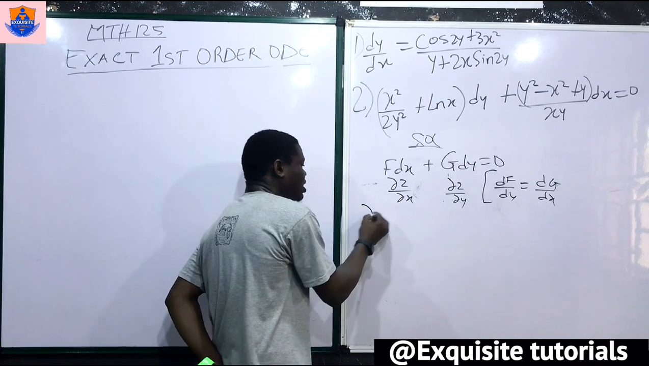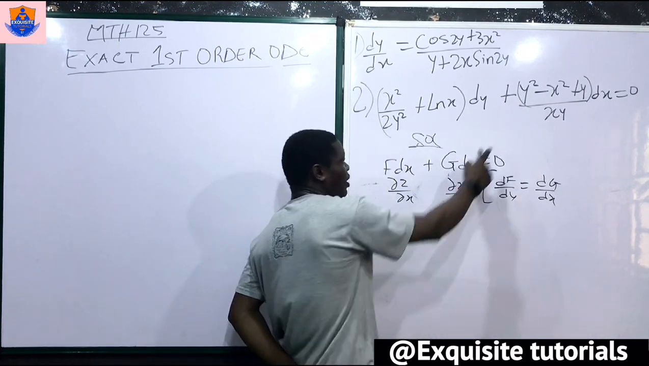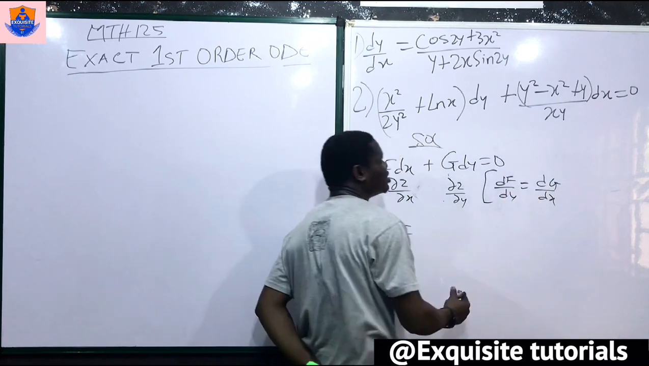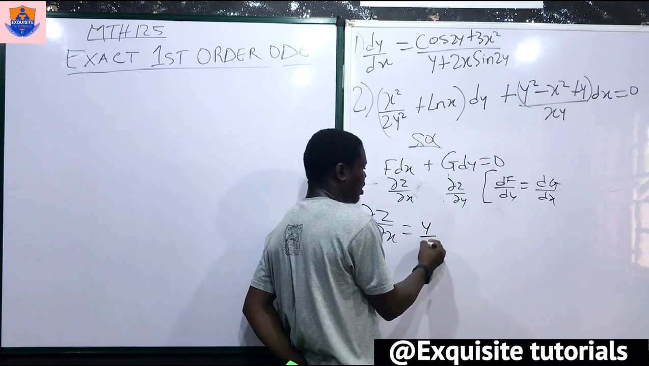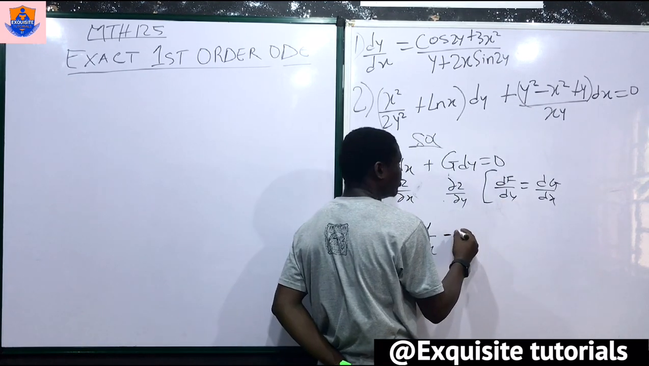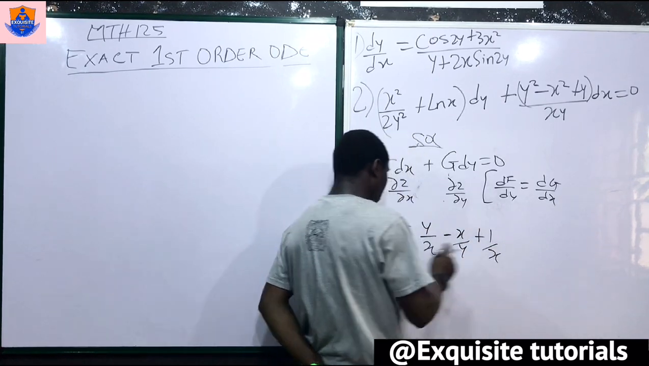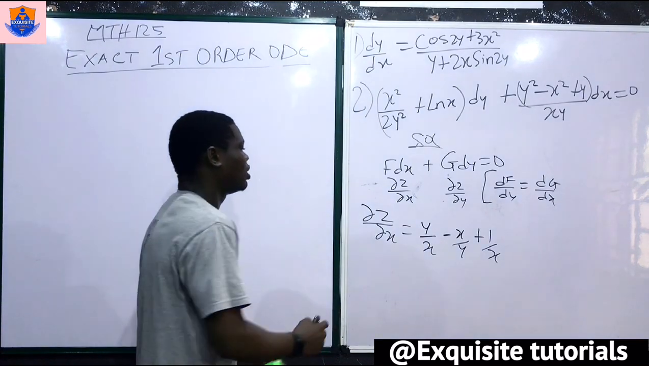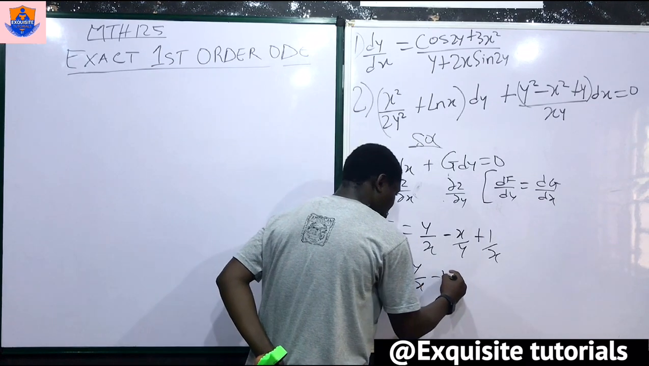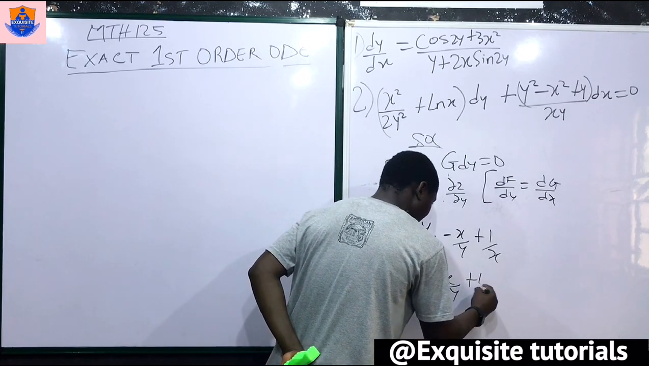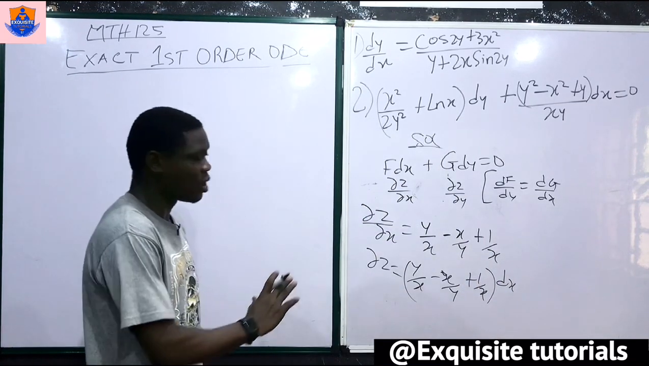Now recall that our dz over dx is our f, and this is our f. Our f is this over this, this over this, this over this, which is just y square over this. That's y over x. Then x square over this, that's minus x over y plus 1 over x. Now this is our dz over dx. If I take this dx to this side, I will have dz equals y over x minus x over y plus 1 over x dx. So we have gotten this part.